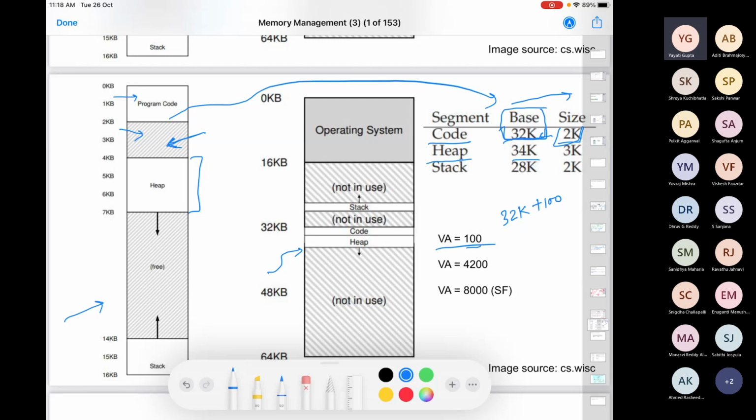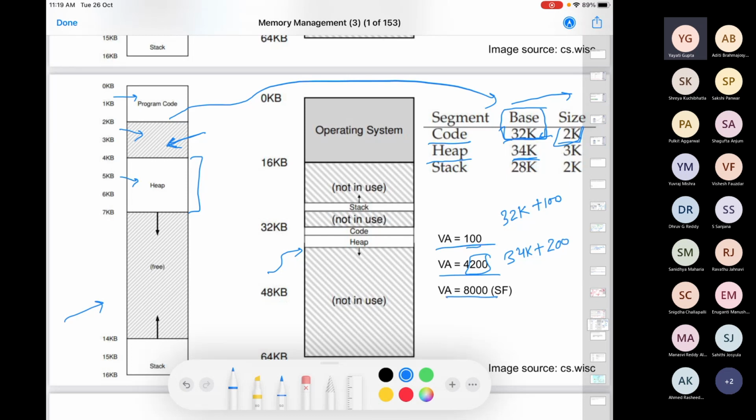What if the address is 4200? 4200 is somewhere in the heap section. How will you do an address translation? The heap section starts from 34K, so 34K plus the offset. What is the offset? The heap is starting from 4000, so the offset is 200 here. You can just add 200 here.